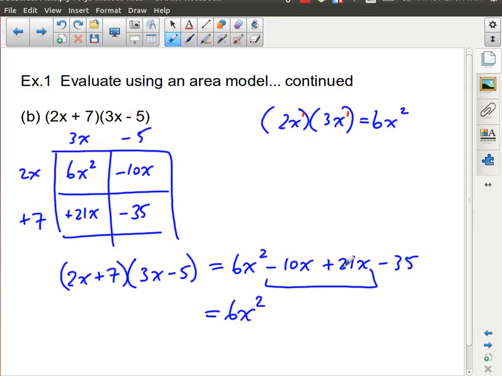Minus 10x plus 21x is equal to positive 11x minus 35. These 2 x terms are going to combine into a single x term. And that's something we're going to see recurring later on. So just try to park that in the back of your mind and keep an eye out for it later. So that's the area model.